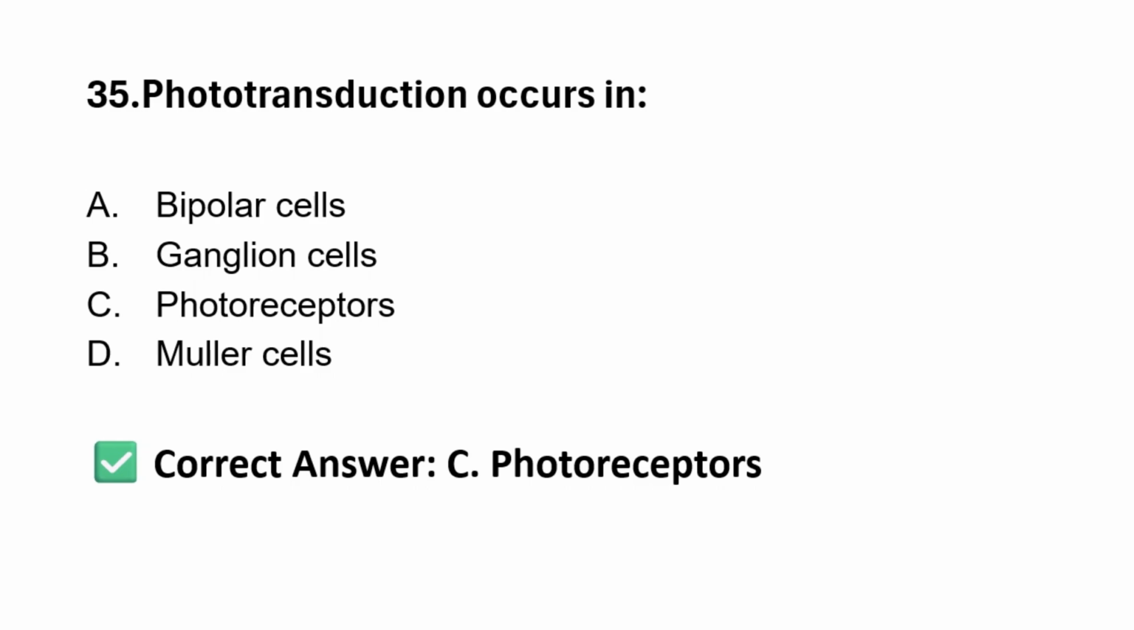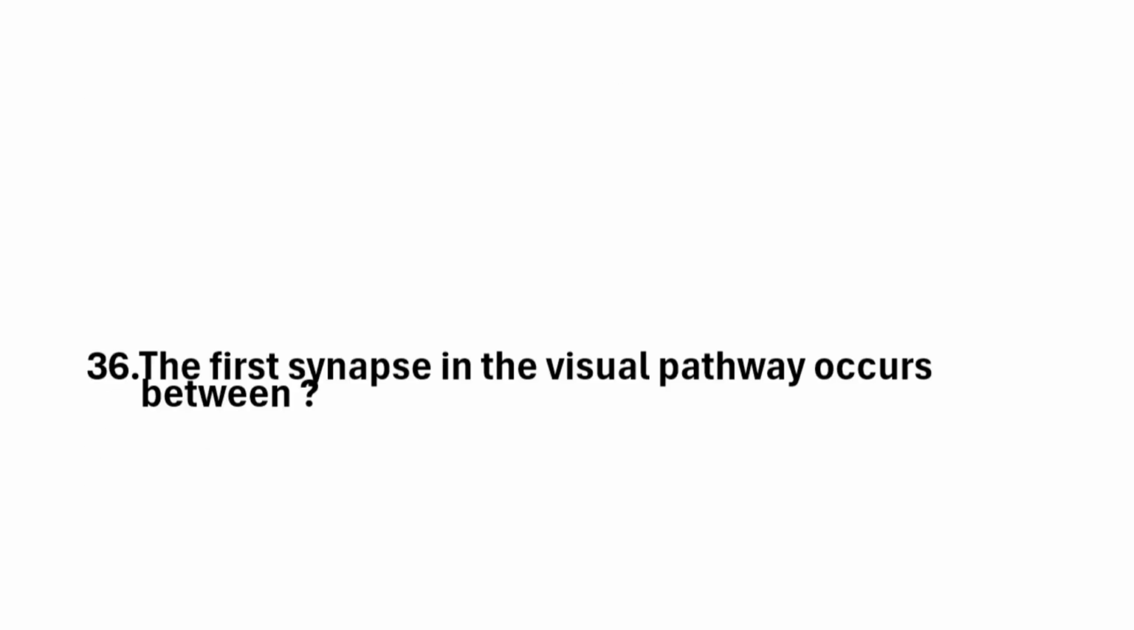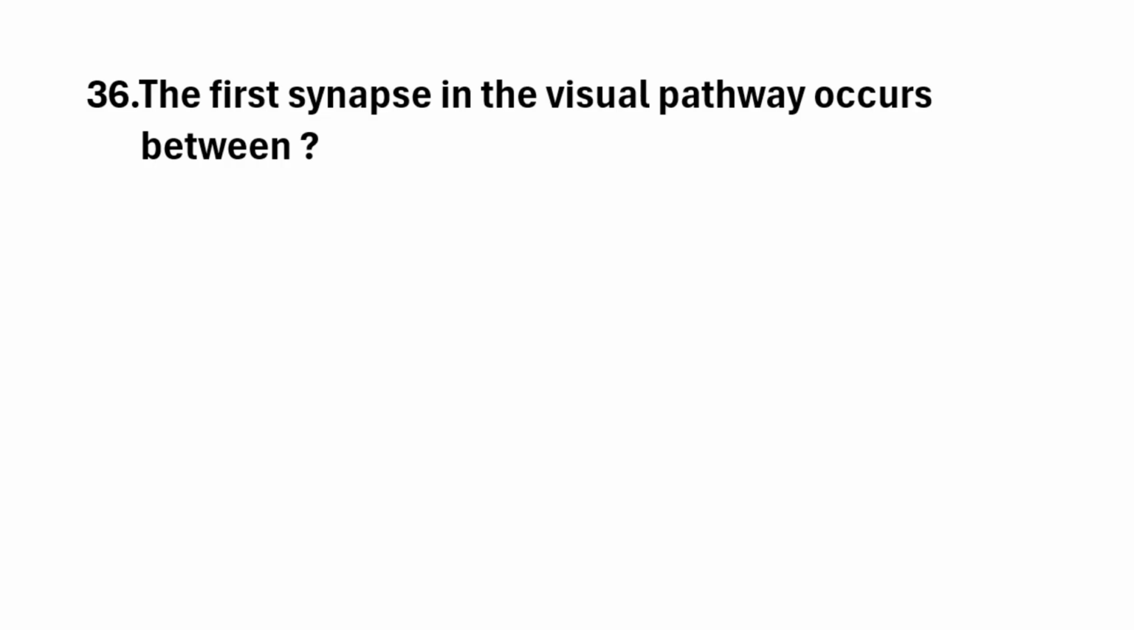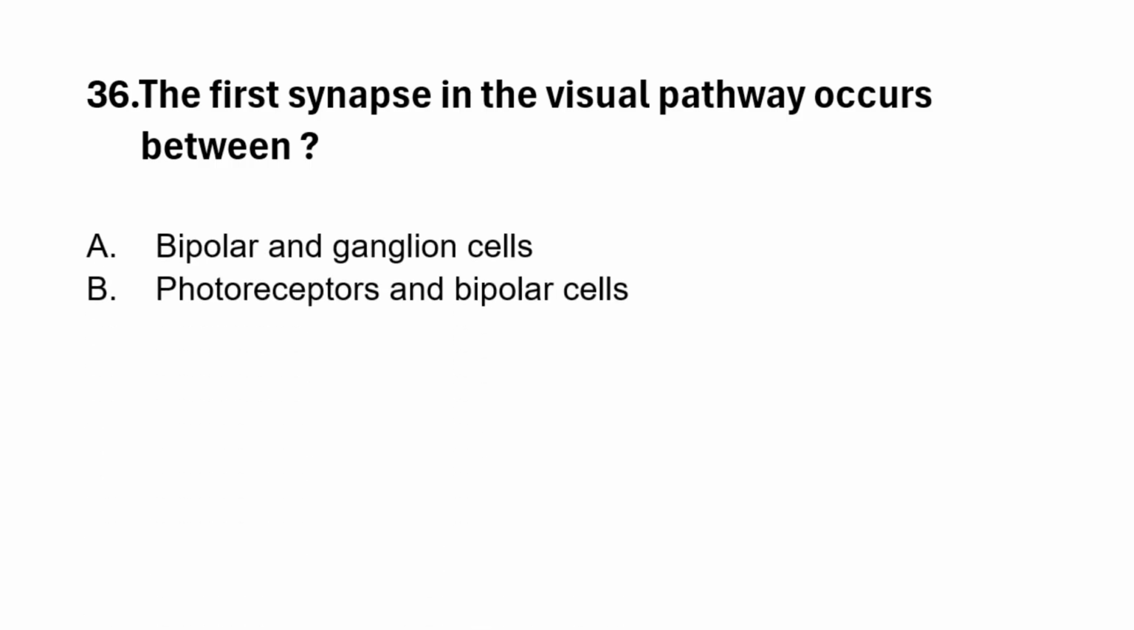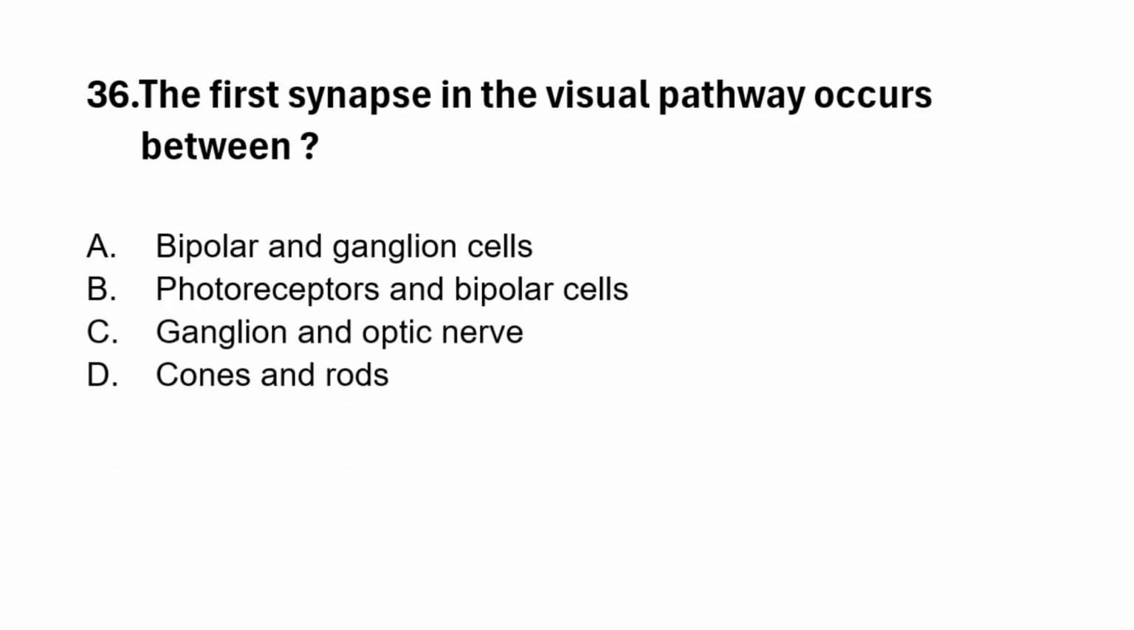Moving to the next question, question number 36. The first synapse in the visual pathway occurs between option A bipolar and ganglion cells, option B photoreceptors and bipolar cells, option C ganglion and optic nerve, and option D cones and rods.